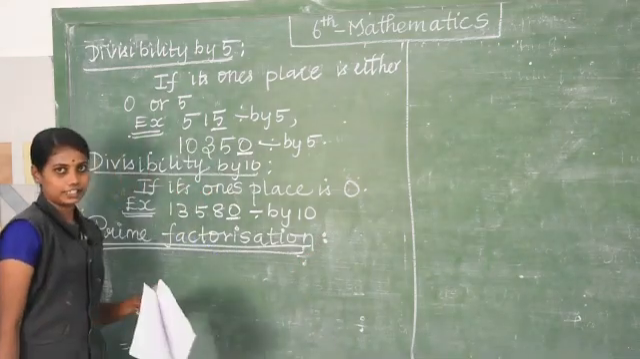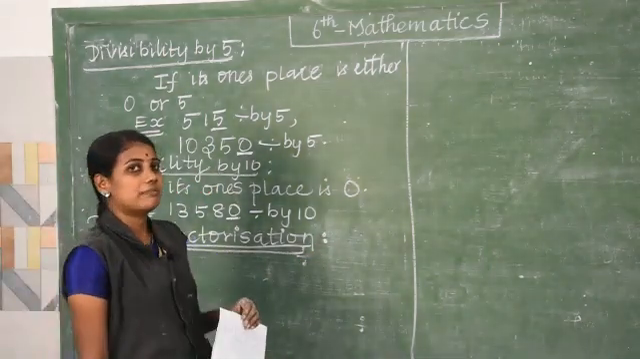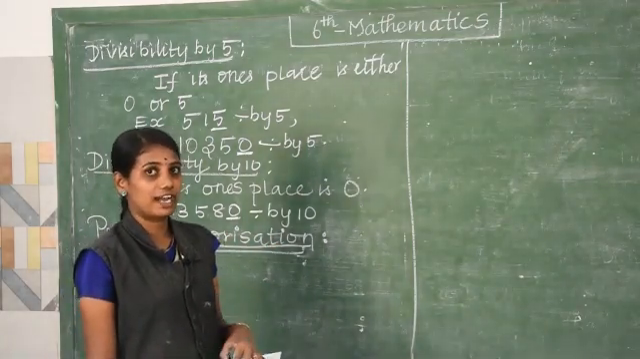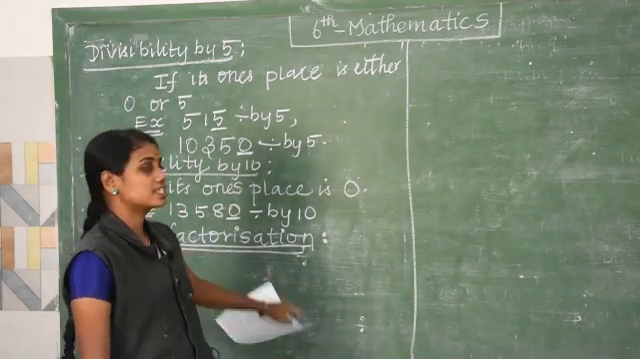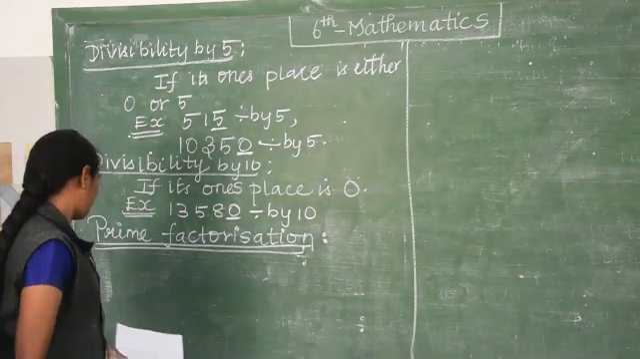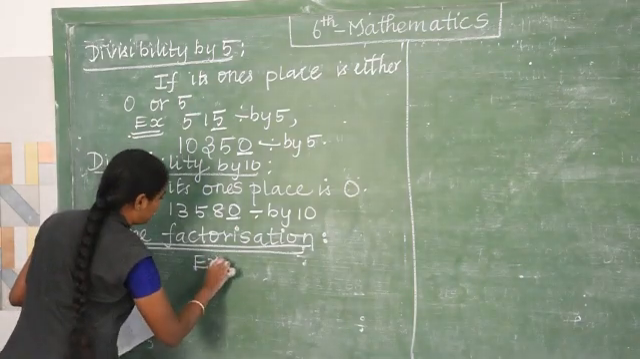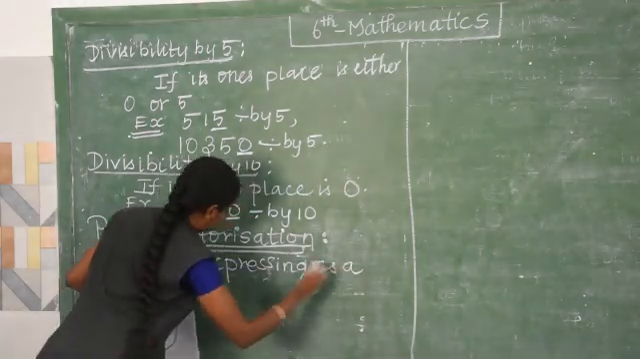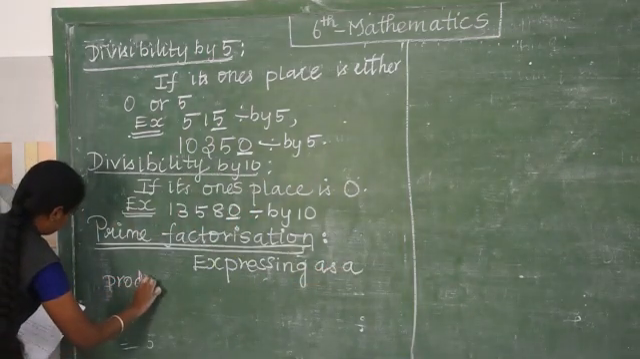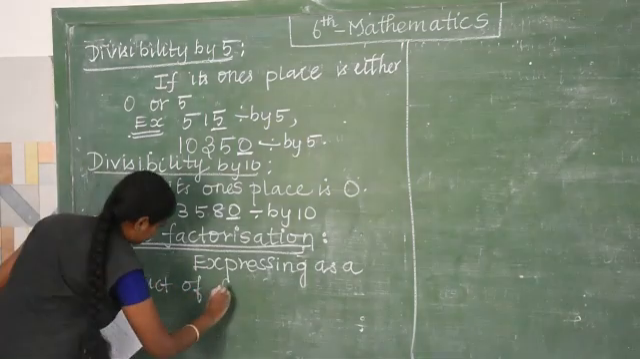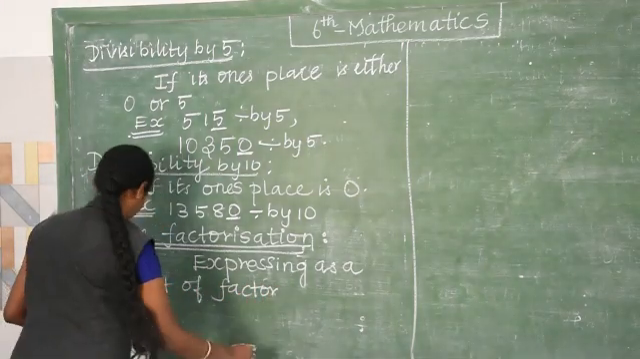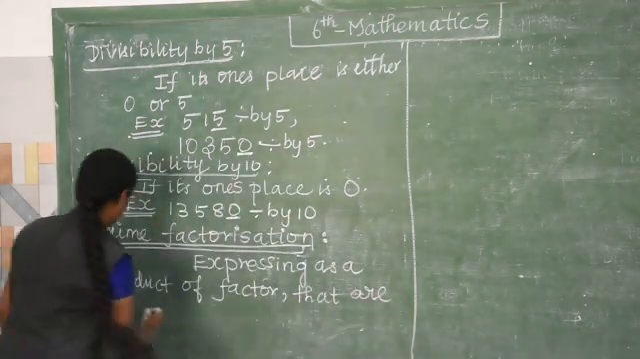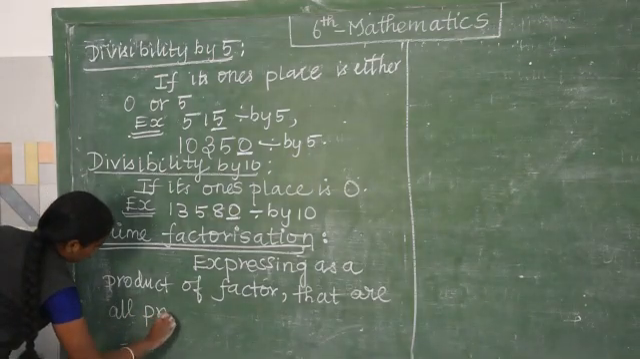Okay, we learned factors, we learned prime numbers. We are going to use only prime numbers as our factors. That's why it's called prime factorization. Expressing as a product of factors that are all prime numbers.